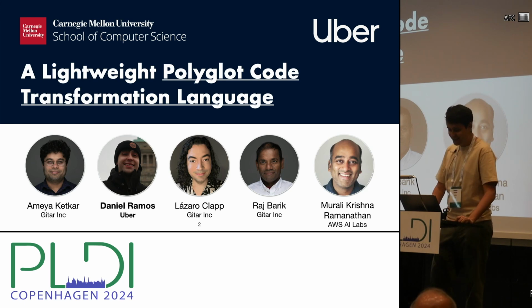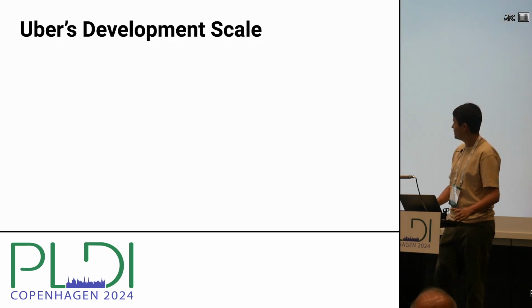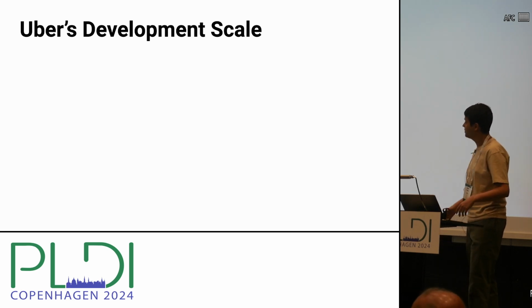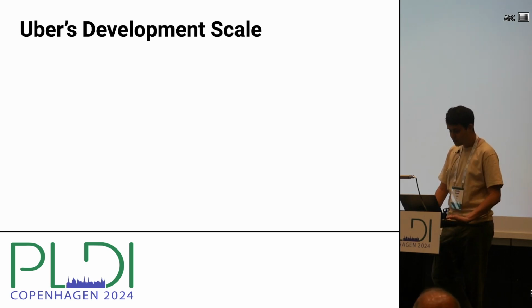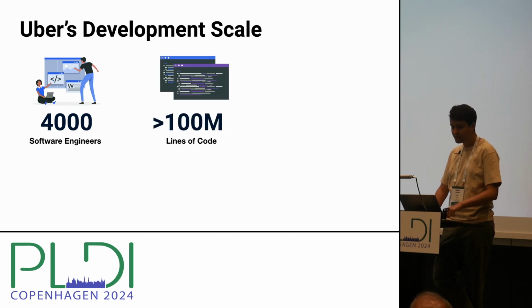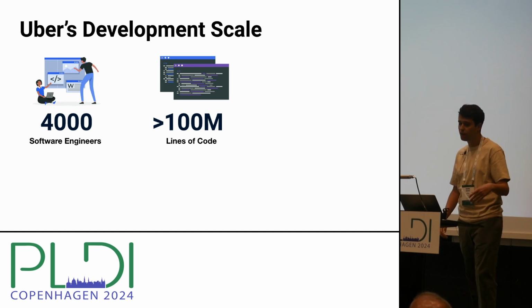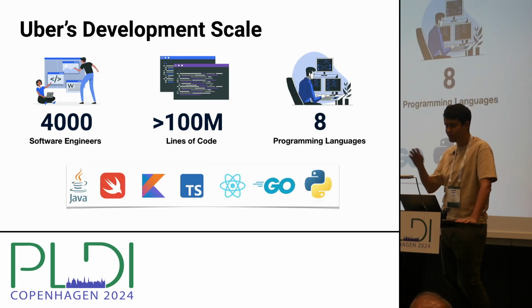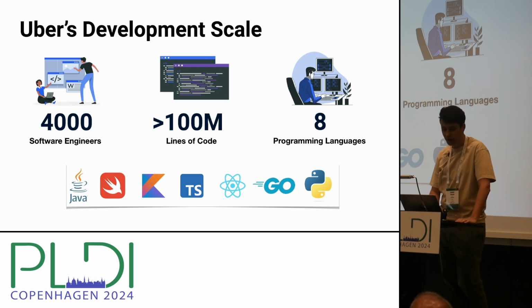So before I tell you about this language, this is done with Uber. I really have to tell you a bit about Uber to give you the context and the reasons that drove the design of this language in the first place. Uber is a pretty large software company. It has over 4,000 engineers, and they collectively maintain roughly over 100 million lines of code. This is spread across 7 or 8 programming languages that you can see here.